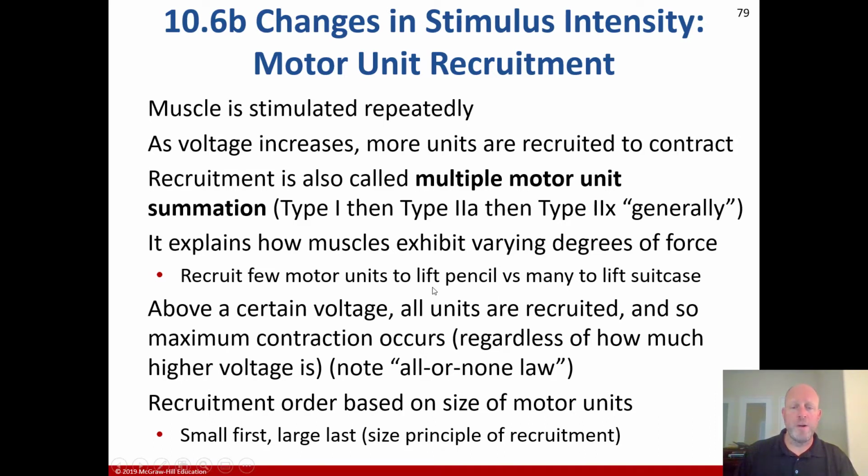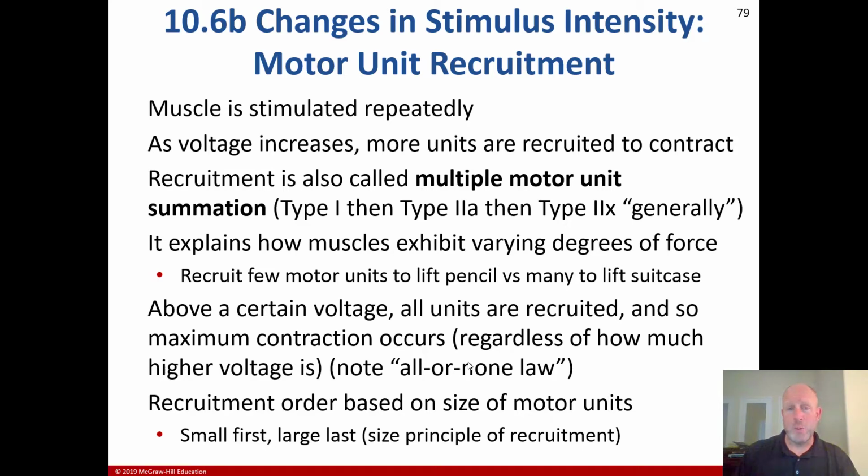Remember that a motor unit fires all of the muscle fibers that are associated with it. That is called the all or none law. Above a certain voltage, all the units are recruited for the entire muscle. So the all or none law is that when a motor unit fires, all the muscle fibers attached to it fire completely.